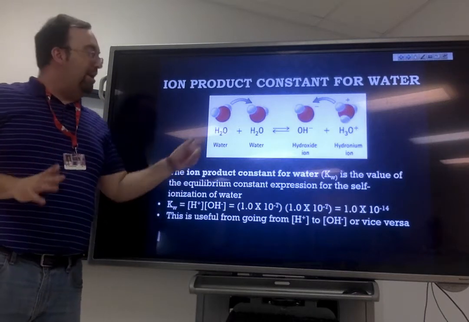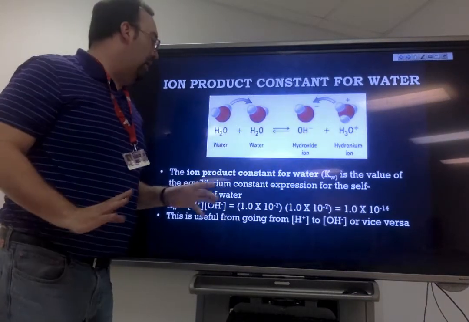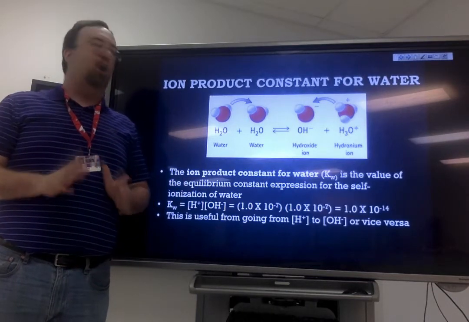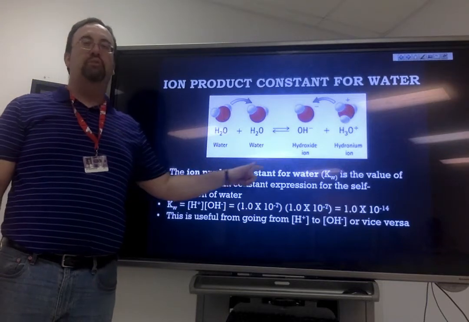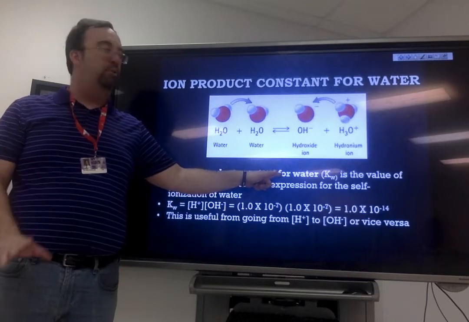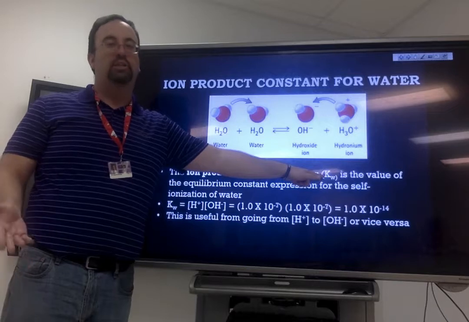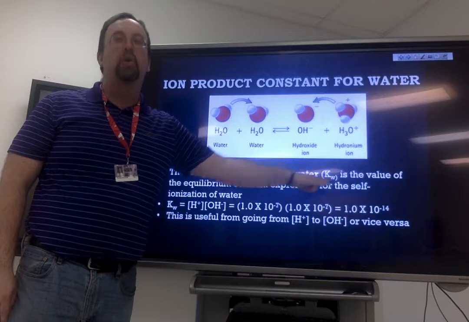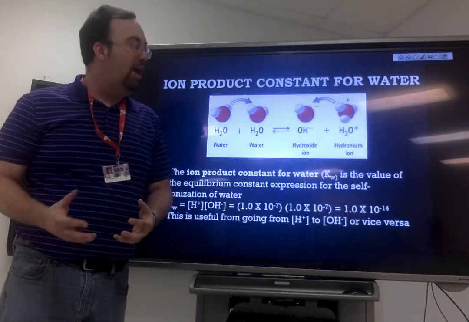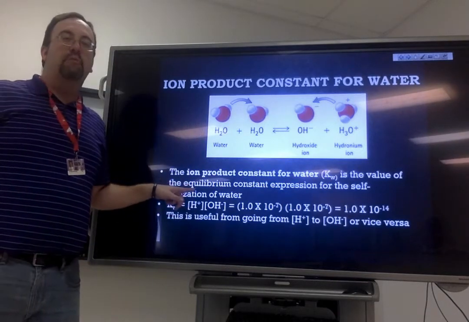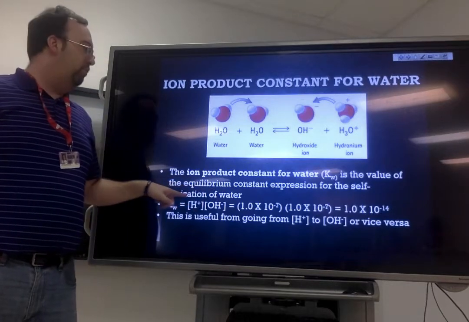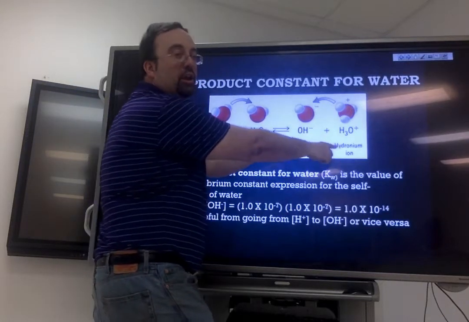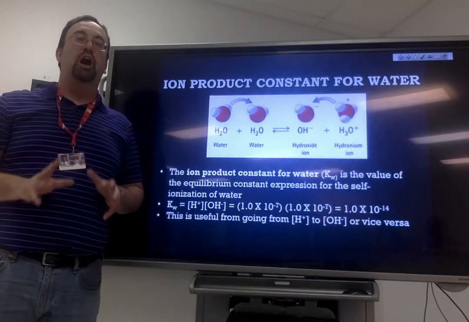This breakdown of water to form these two ions, we can express this using a specific constant called the ion product constant for water. And so it gets its own special symbol, capital K, which stands for constant, kind of like Mario Kart, they use K for some reason. And then the subscript W refers to the fact that this is water. And so this is the value of the equilibrium constant expression for the self-ionization of water. So this process to go here, this is known as the ionization of water.